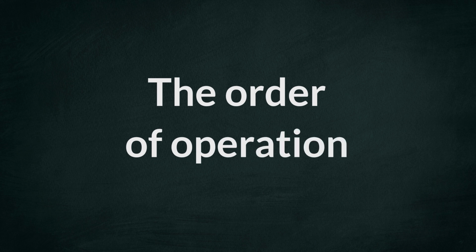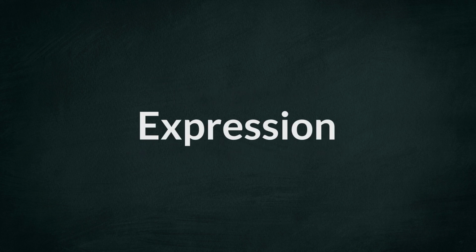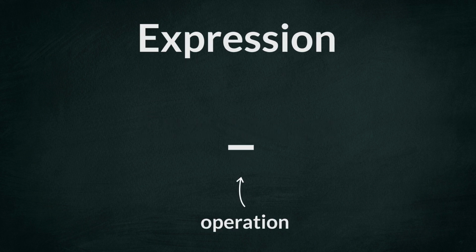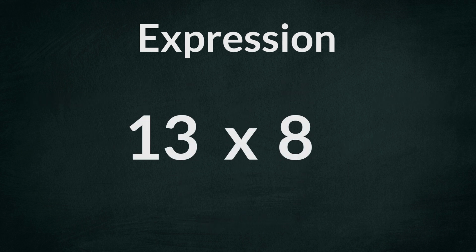Before we dive in and explain the order of operations, here's a word we'll use a lot that you should know, and that is expression. A math expression has a minimum of one operation, and it can be an addition, subtraction, multiplication, or division problem, and must have at least two numbers. So 1 plus 2 is an expression. 13 times 8? That's right, that's an expression.